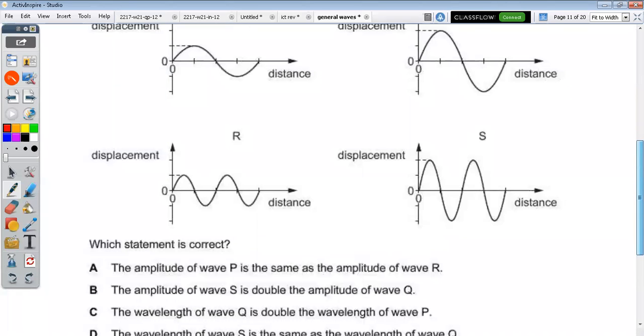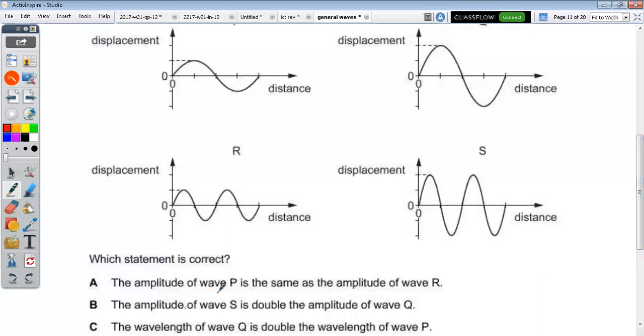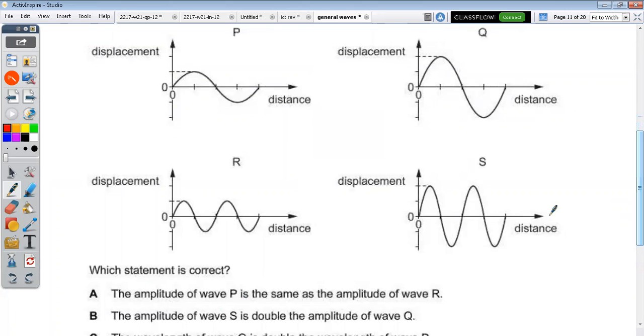The diagram shows you the waves. Which statement is correct? Let's look at it one by one. The amplitude of wave P is the same as the amplitude of the other wave. The amplitude is this. Is it the same? It's the same, can you see that? Do you agree with the first one?